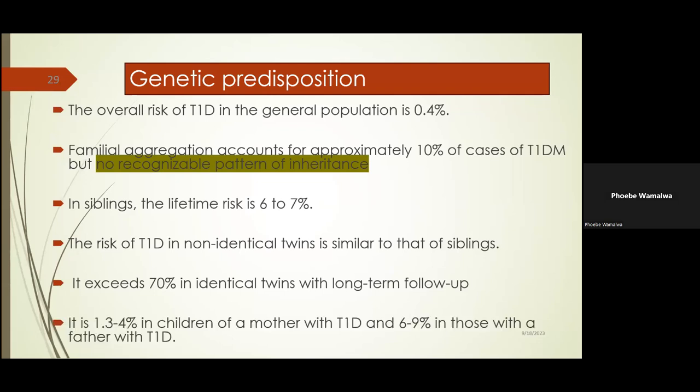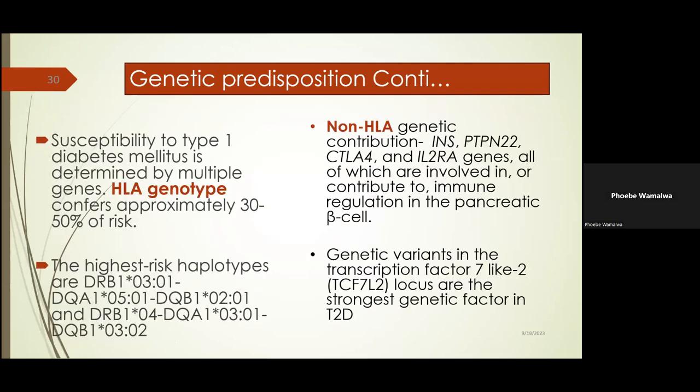If a mother has type 1 diabetes, then the risk of her children getting type 1 diabetes is just 1 to 4%. And if a father has type 1 diabetes, the risk of the children getting type 1 diabetes is 6 to 9%. However, it's a different story for type 2 diabetes, and we all know that.